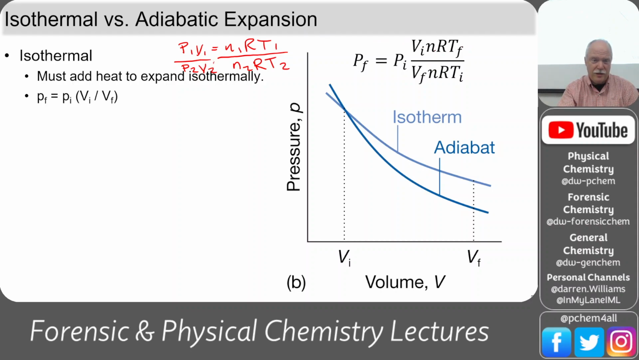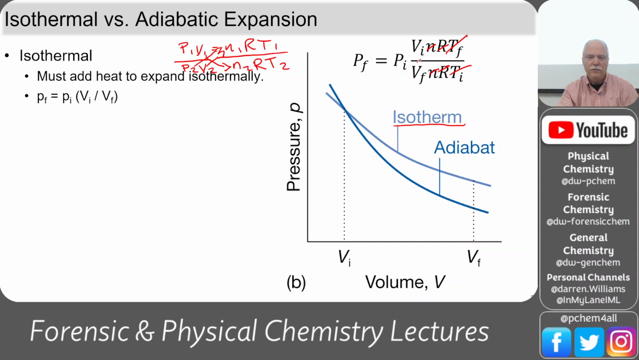But we would move that V2 over on the other side, so it'd be on top, the V1 to the other side on bottom, and the P2 over to the other side, it'd be on top. So that's what we have here. You see the P final is equal to P initial times these ratios. The N's cancel because we've got the same amount of gas. The R's cancel because it's a constant. And so we have this situation. Now look at this. Isotherm, the temperatures are the same, so the temperatures cancel. So the P final is just the P initial times the change in volume, VI over VF.